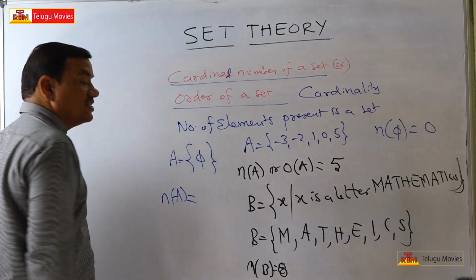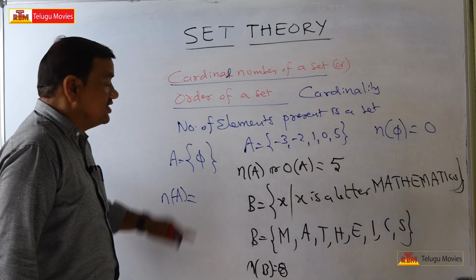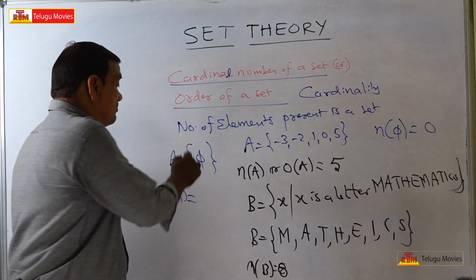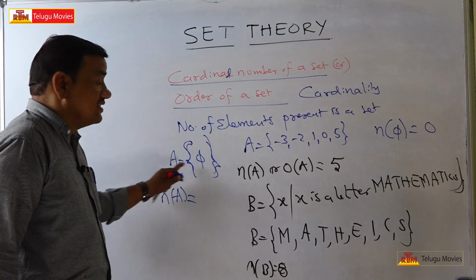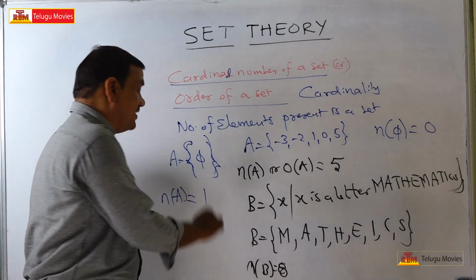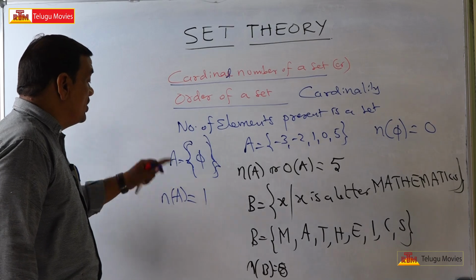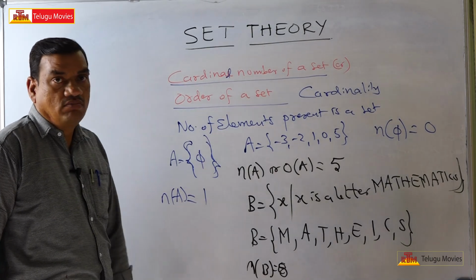The number of elements present in that set is... Don't say that, sir, this is a null set, means no. But I am talking about this outside set. That is, the set A contains one element. Therefore, the cardinality of the set A is 1.